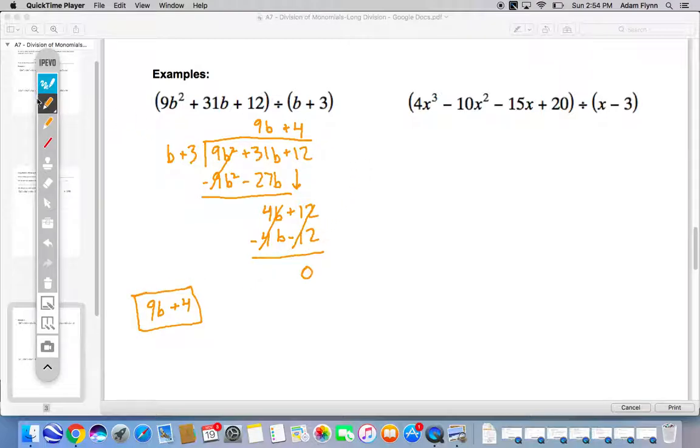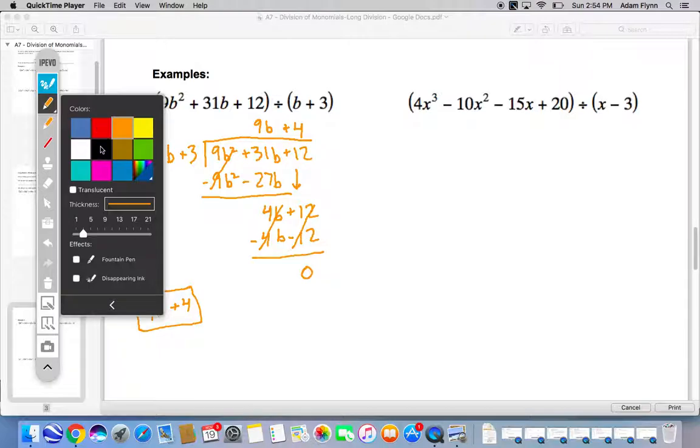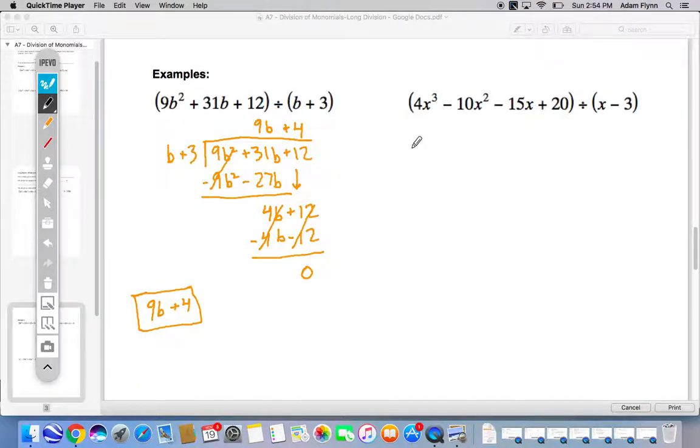All right, moving on to the next one. I'll have x minus 3 outside of my box, and I'll have 4x cubed minus 10x squared minus 15x plus 20 inside my box.